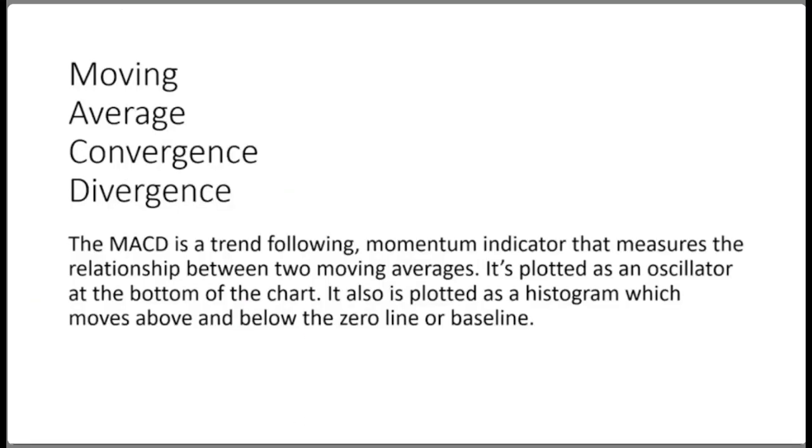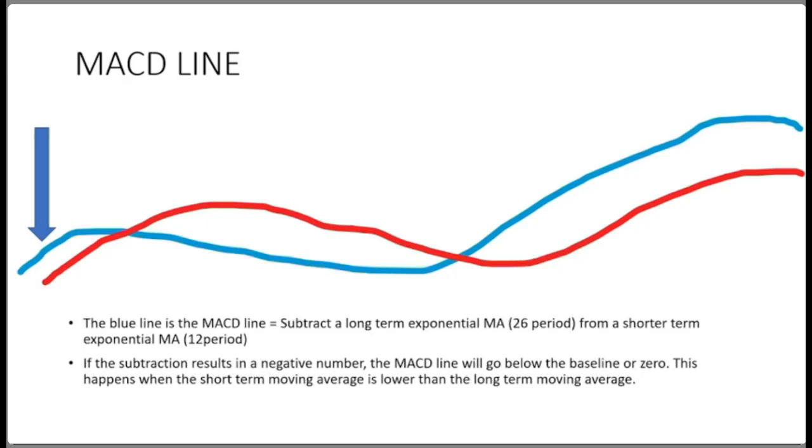The MACD stands for Moving Average Convergence Divergence. The MACD is a trend-following momentum indicator that measures the relationship between 2 moving averages. It's plotted as an oscillator at the bottom of a chart. It's also plotted as a histogram, which moves above and below the 0 line, or baseline. The blue line is called the MACD line. It's calculated by subtracting a long-term exponential moving average, usually 26 period, from a shorter-term exponential moving average, usually 12 period.